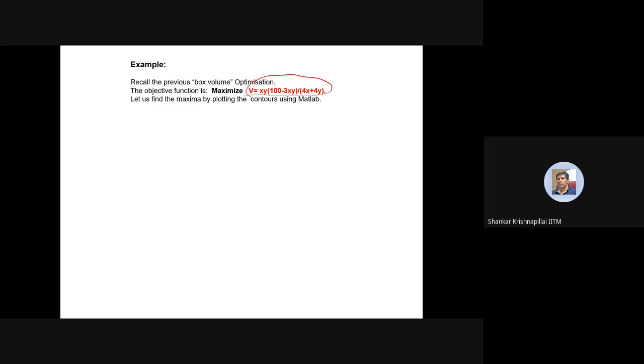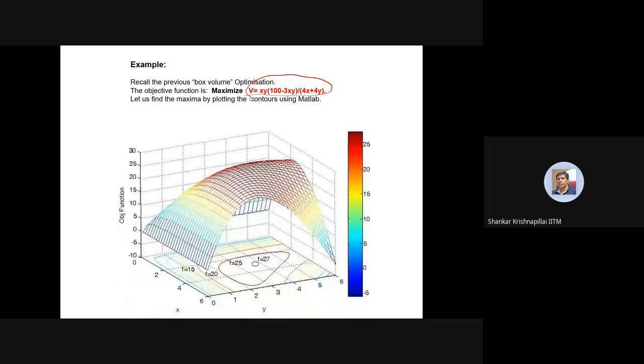Let us draw the contours of it using MATLAB. This is the surface which we saw in the last class, and we found the maxima. Maxima was somewhere here. In the MATLAB command, you can ask it to draw contours, and it will slice the objective function at various altitudes. Let us look at this.